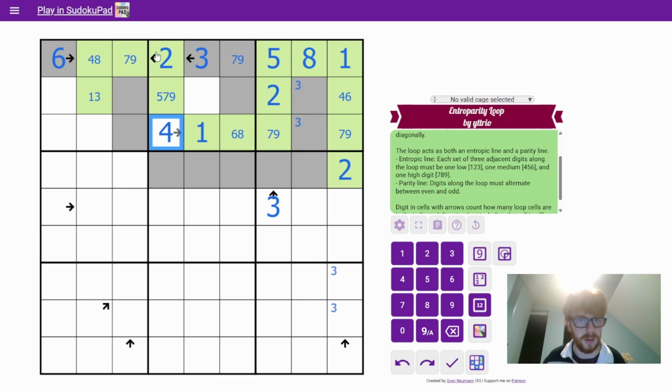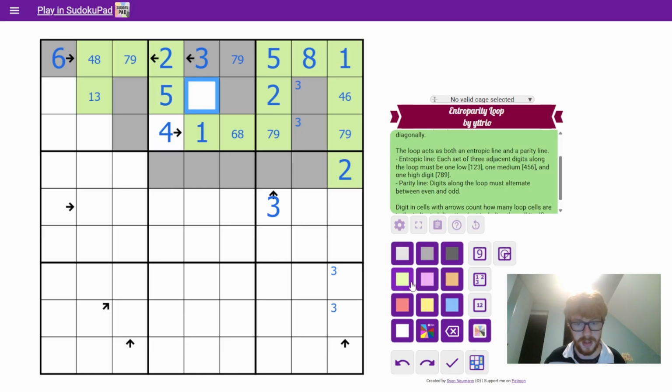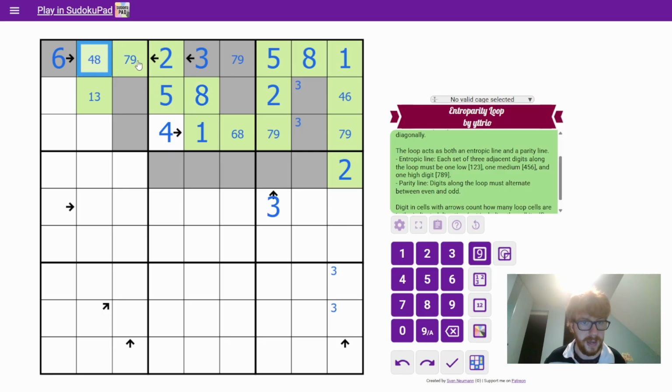I don't think the 4 can be on the loop. After low comes medium, so that's a 5. And after medium comes high, so not a 4. So that's that, and then that's an 8. Moving this back. After high, wait. After high comes medium.